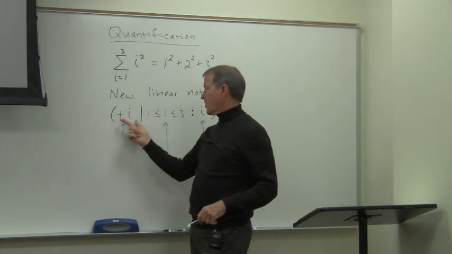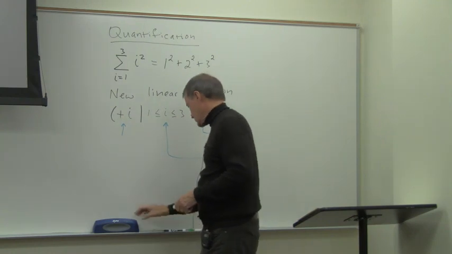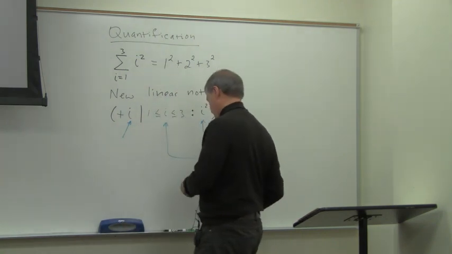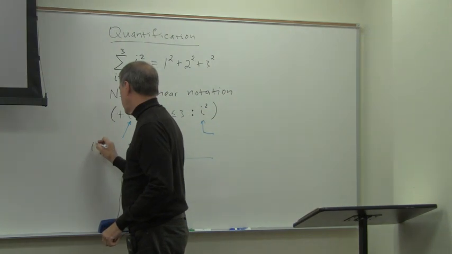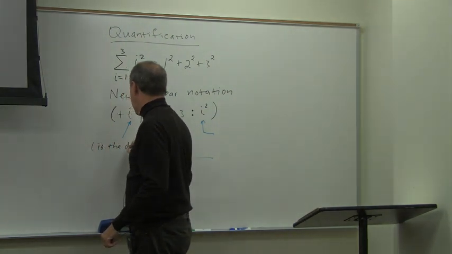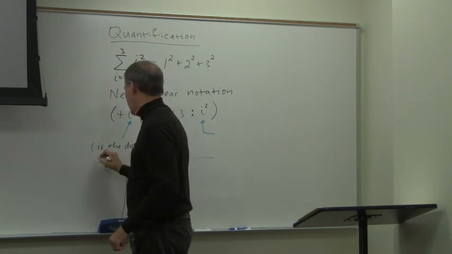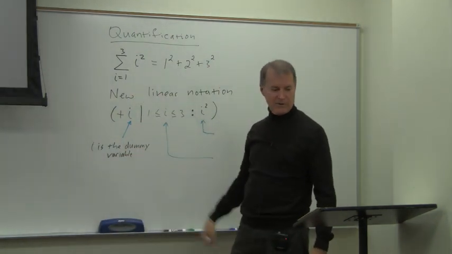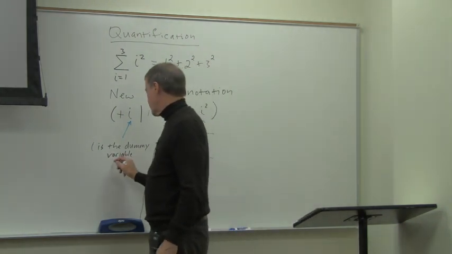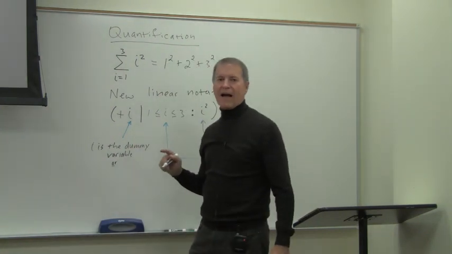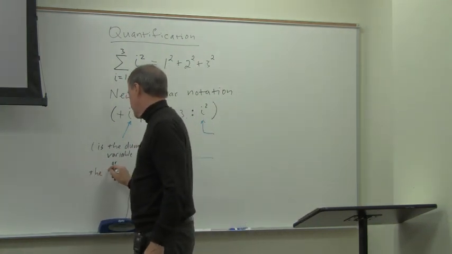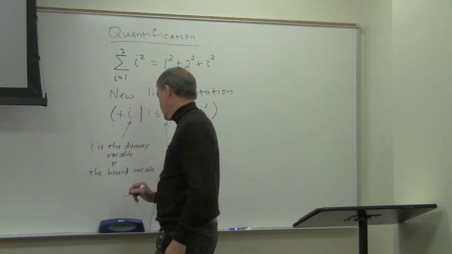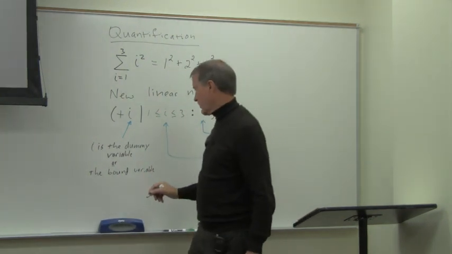This I is called the dummy variable. Right, actually, here, let me point to the I. Okay. So this I is the dummy variable. Okay, is everybody clear on that? That's called the dummy variable. There's a couple of names for it. It's also called the bound variable, B-O-U-N-D, the bound variable. It's also called the quantified variable.